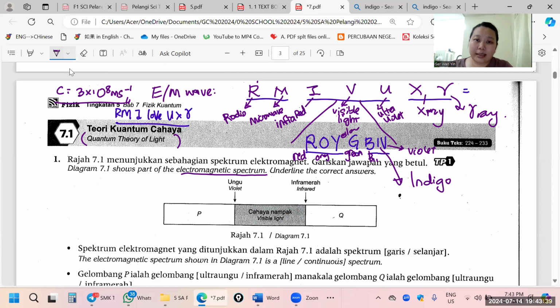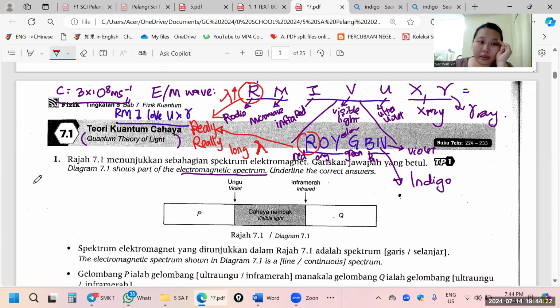Okay, then what else you must remember? See, the spectrum and the colors start with R. So remember in this way, R means really long wavelength. Listen. Really long wavelength. So R for radio wave, R for red color. These two have the longest wavelength.